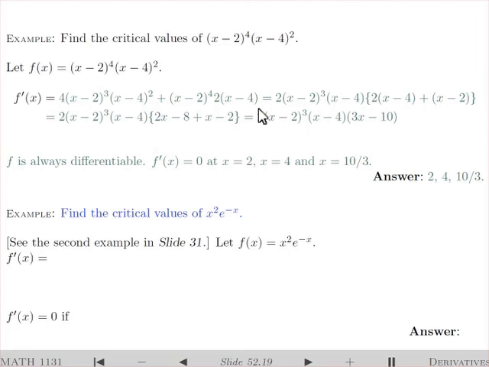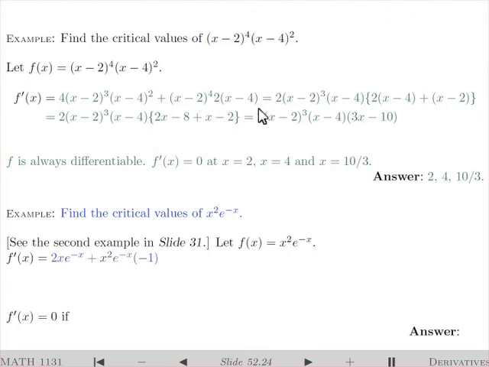The difference is that I have e^(−x). It makes a slight difference in the derivative. Again, since I have a product, I'm going to use the product rule. The first factor is x^2, its derivative is 2x, times the second factor e^(−x), plus x^2 times the derivative of e^(−x). I have an exponential function with base e, so I get the exponential times the derivative of the exponent. The exponent is −x, its derivative is −1.